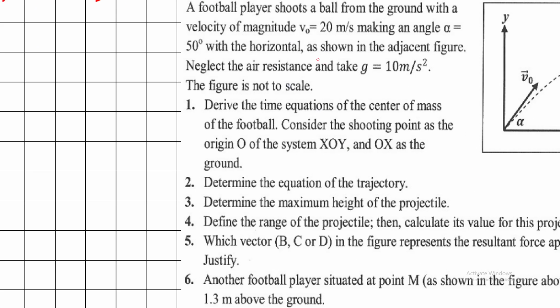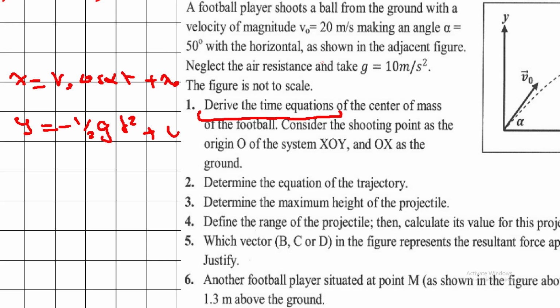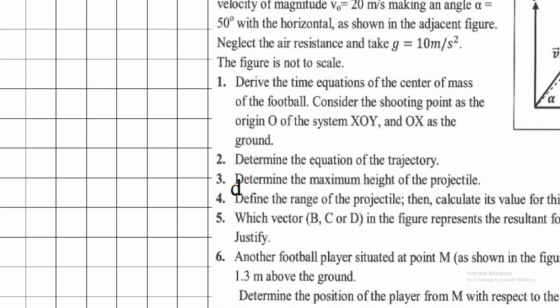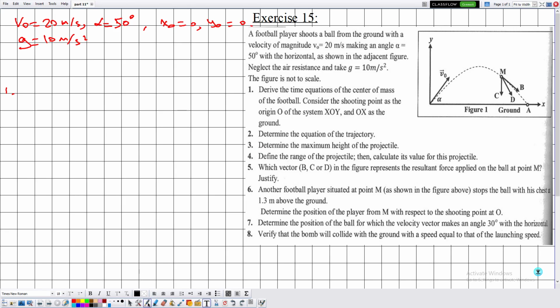Okay, so whenever they tell me derive the time equations, we know that the time equations of the projectile are given by x is equal to v0 cosine alpha t plus x0, y is equal to minus half g t square plus v0 sine alpha t plus y0. Here it's not alpha 0, it's simply alpha. So these are the time equations of the center of mass, but whenever they tell me derive, we need to derive them, okay? So let's start.